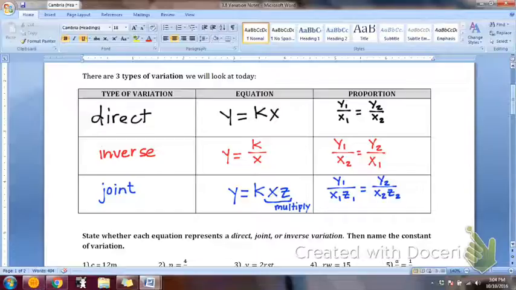Now, the question that students have is, how do I know when to use the equation and how do I know when to use the proportion? We use the proportion when they give you more than one x and y. If they only give you one x and y, we're going to use just the equation. But if they give you more than one x and or y, that's when we're going to use the proportion.